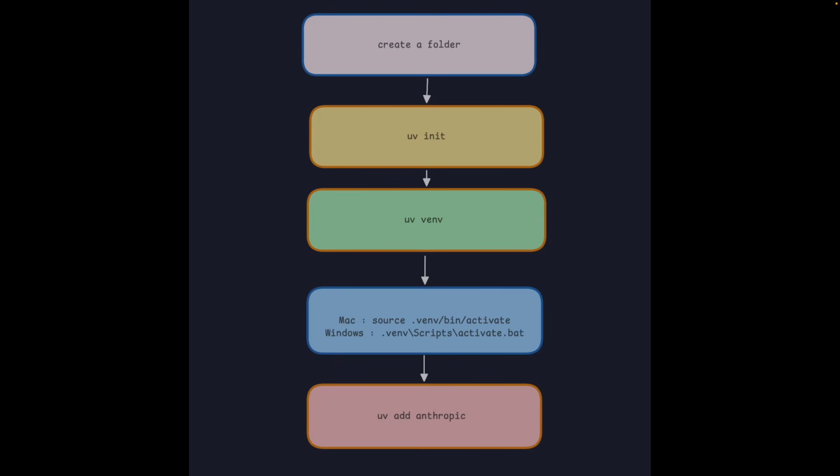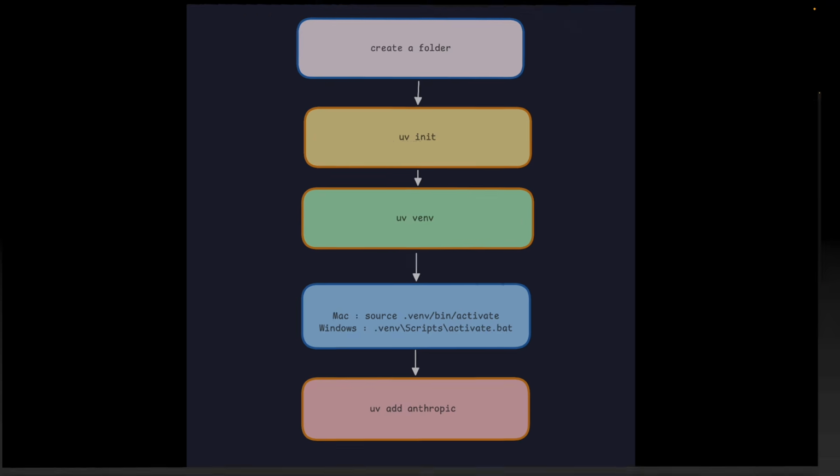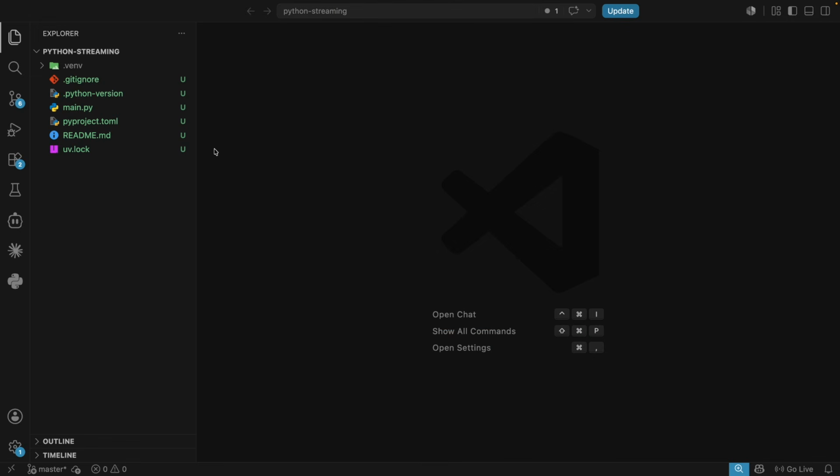For example, if you are using Mac, execute the command source .venv/bin/activate. If you are using Windows, .venv/Scripts/activate.bat. Finally, run uv add anthropic to install the Anthropic SDK and add it to your project dependencies. I have already created a folder, executed these commands, and opened the project in Visual Studio Code. You will find a collection of files and folders made by UV. Now, let me create a new Python file which streams the response.